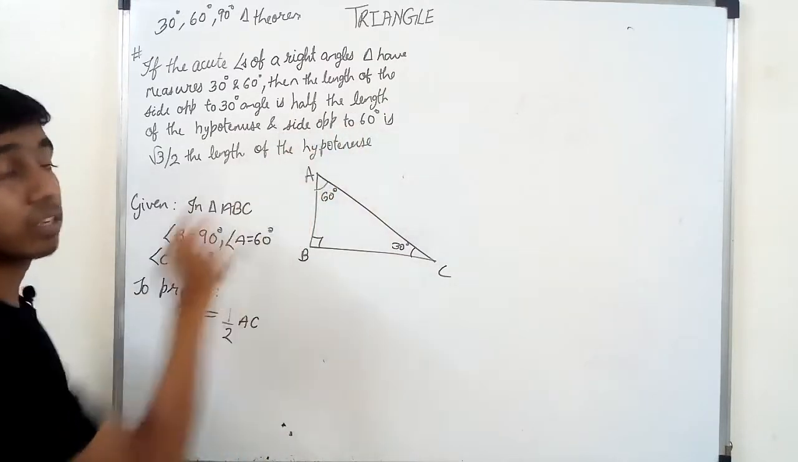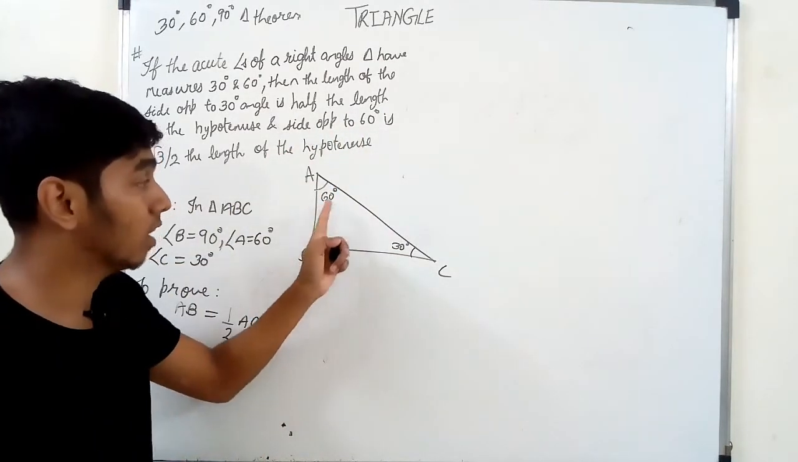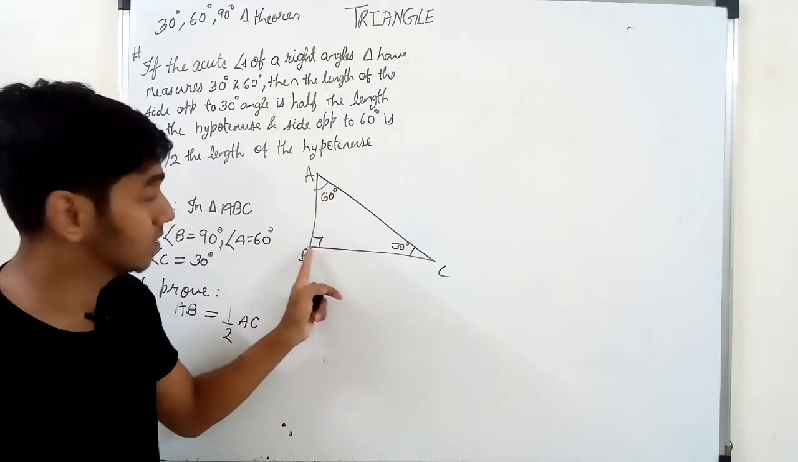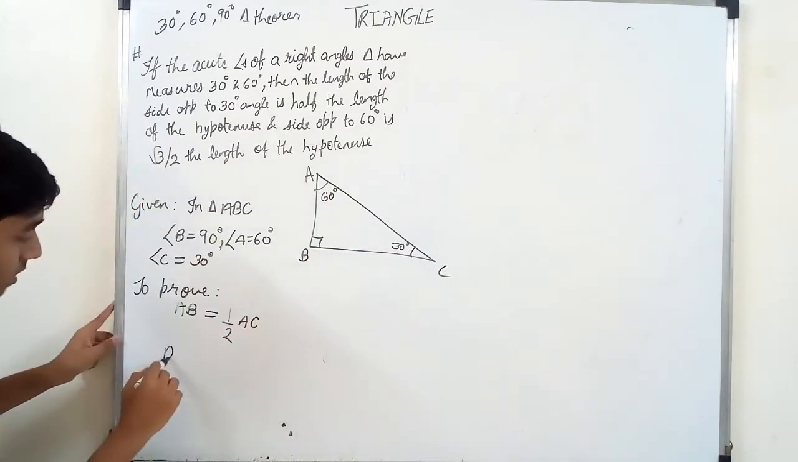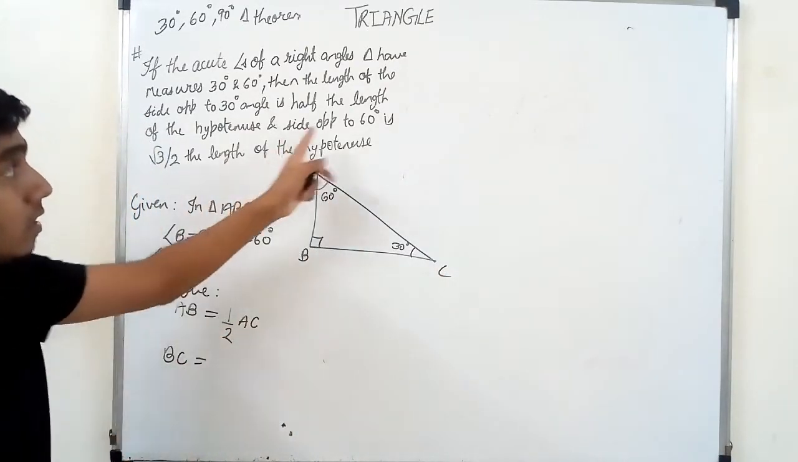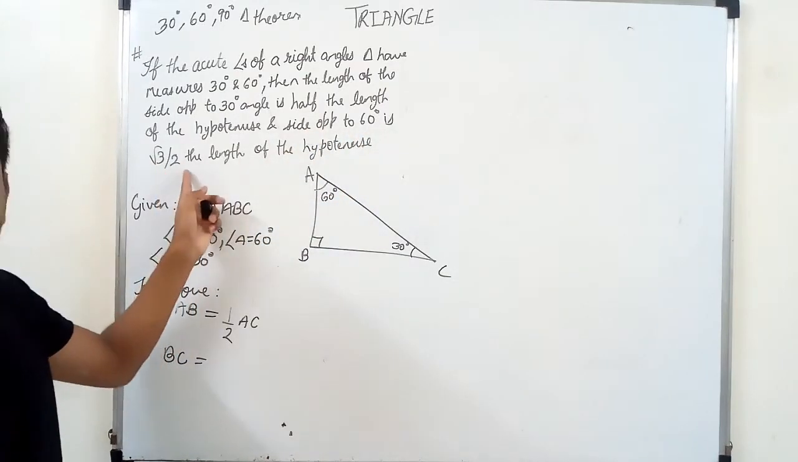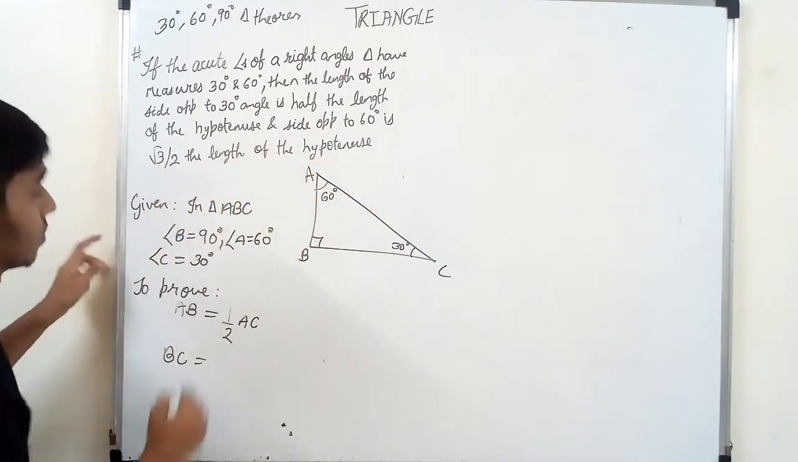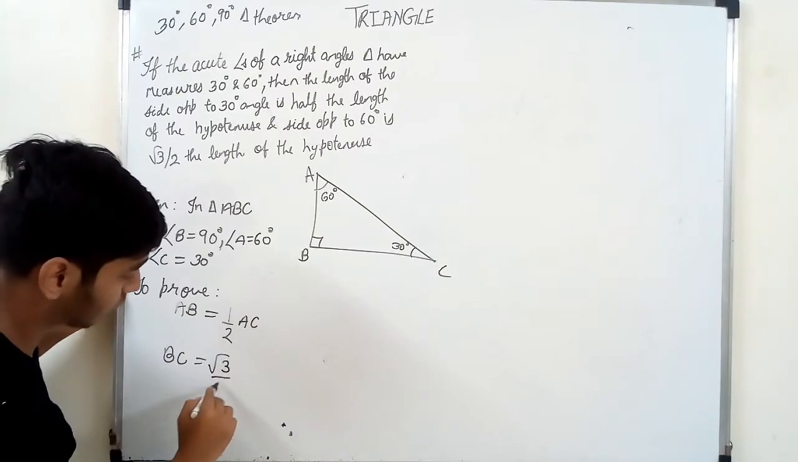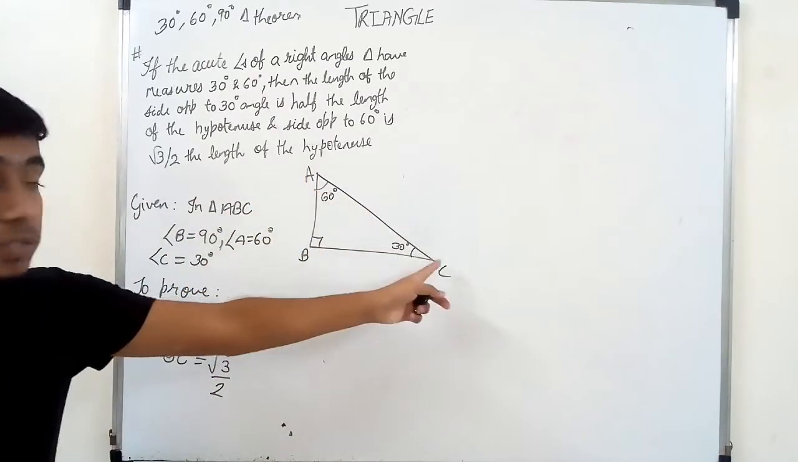And the side opposite to 60 degree. This is 60 degree, so which side is opposite to it? BC. BC is root 3 by 2 of the length of the hypotenuse, so root 3 by 2 of the hypotenuse, which is AC.